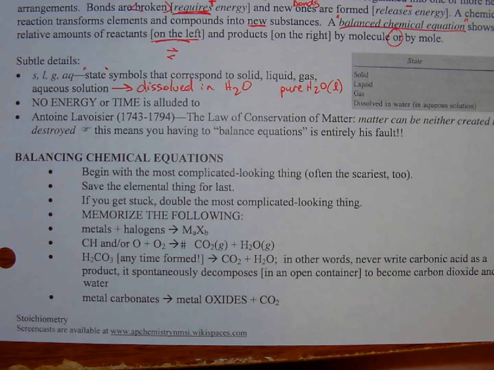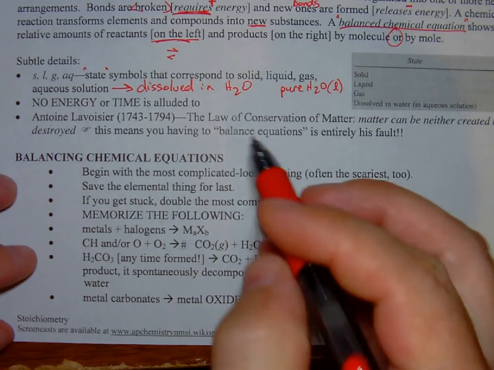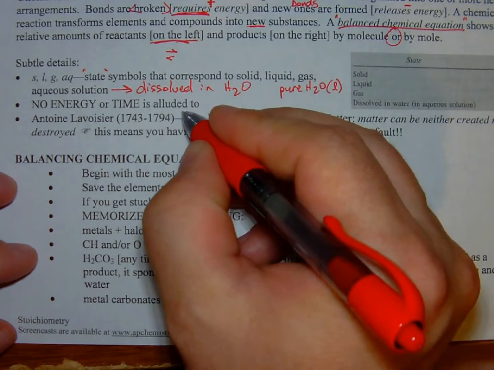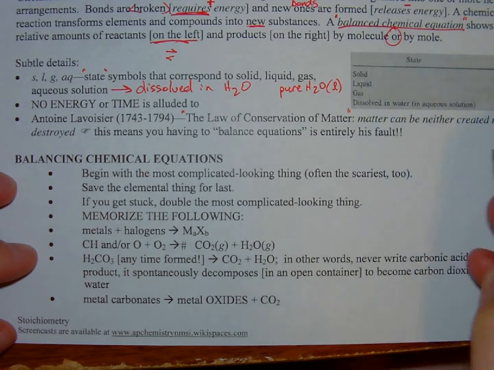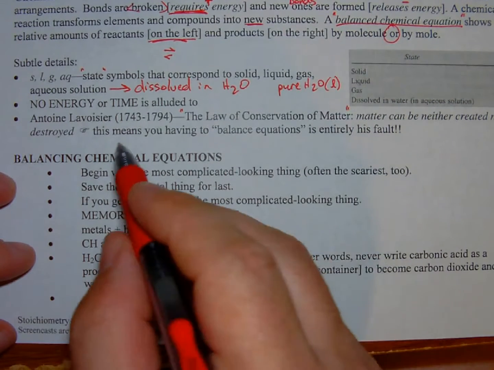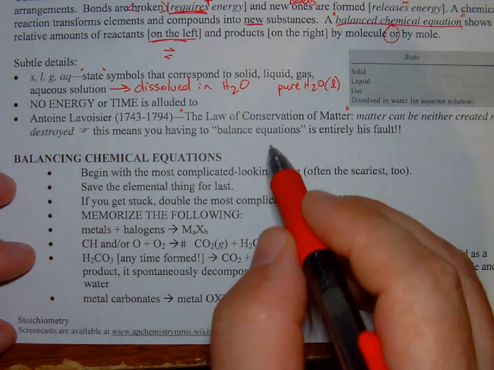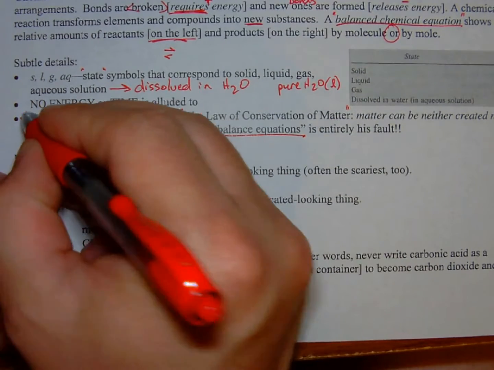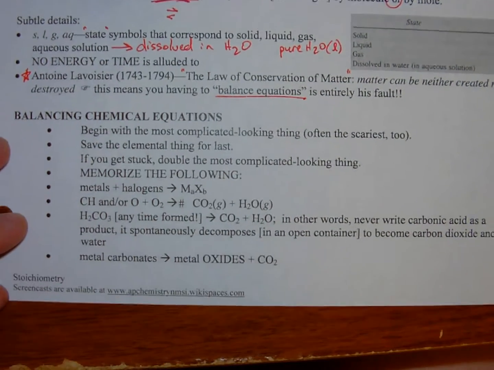Now, Antoine Lavoisier is the one who came up with the law of conservation of matter. It says that matter cannot be created or destroyed. This means that you have to balance equations, right? Balancing equations comes from this guy. He did that to you.